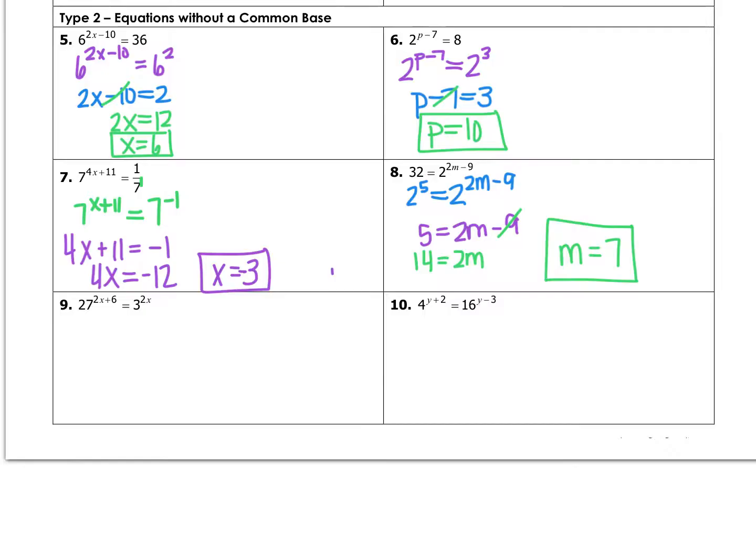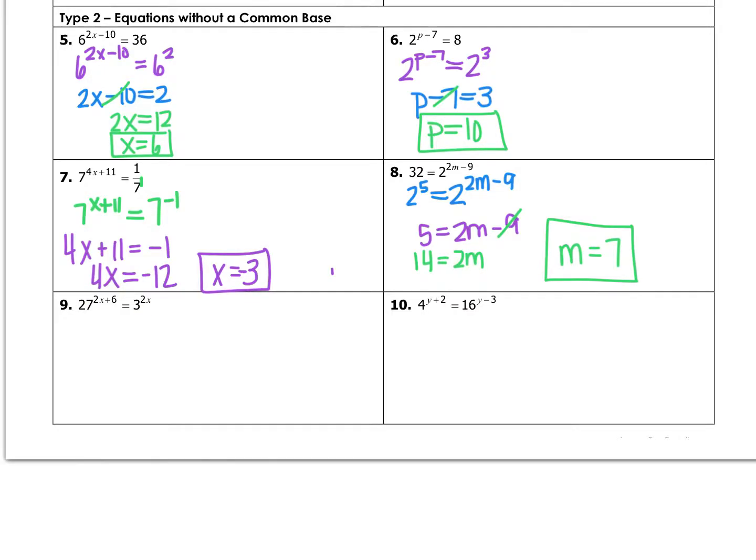And so once I was able to say that the bases are the same, then I'm able to rewrite my equation as 5 equals 2m minus 9, and then when I solve, I get m equals 7. All right, so 9 and 10 are similar to these problems, but they take it up a little bit more difficult. So let's go ahead and look at example 9.